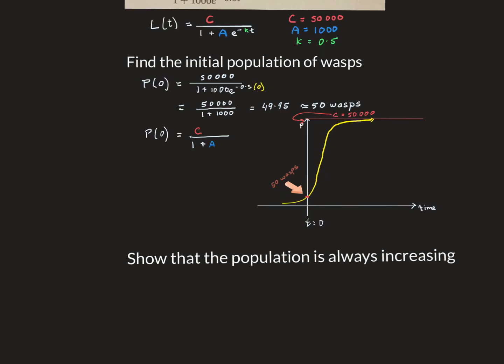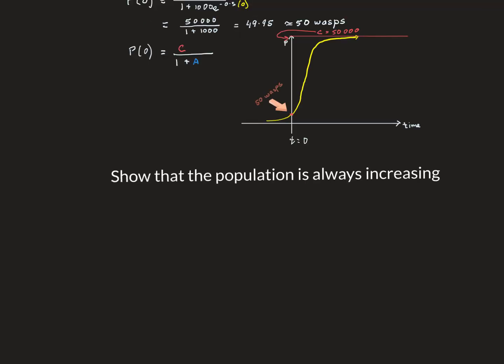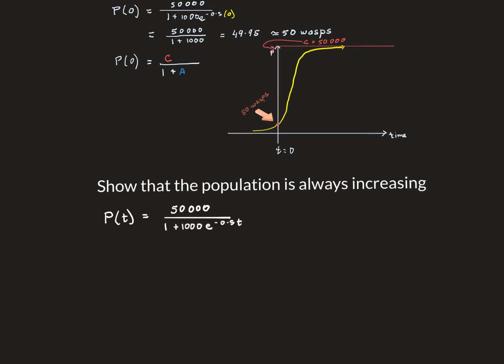Now, to show that the population is always increasing, we need to show the gradient is always positive. We need to calculate the gradient function from the original function. Our logistic function, we rearrange so it's all in the numerator. And now we are able to differentiate this.